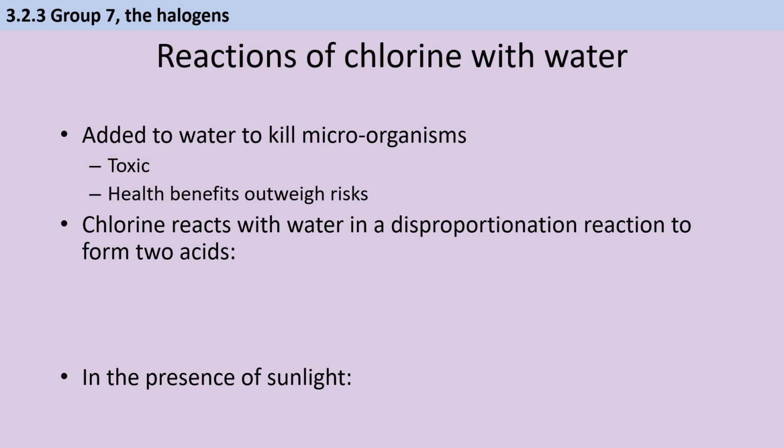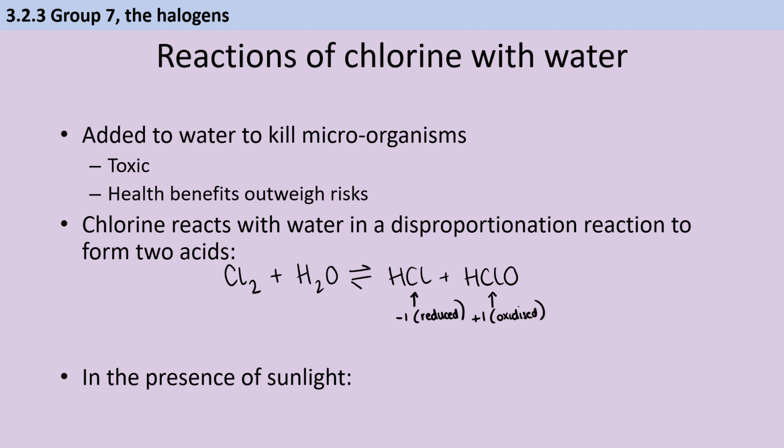Chlorine can react with water in 2 different ways, depending on whether sunlight is available or not. When there's no sunlight, we see the chlorine reacting with water to make 2 different acids, hydrochloric acid and chloric acid. This is described as a disproportionation reaction because the chlorine is both reduced and oxidized, going from an oxidation state of 0 in chlorine to -1 in hydrochloric acid and +1 in chloric acid. And we can describe these processes using half equations.